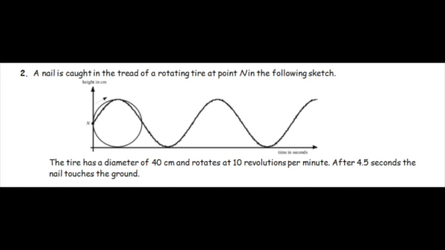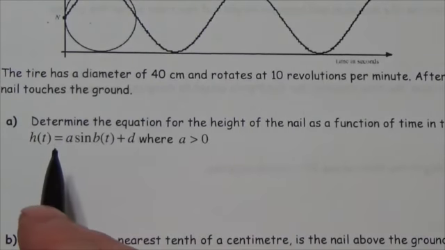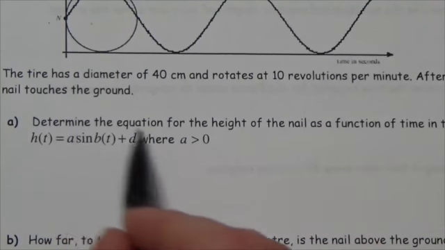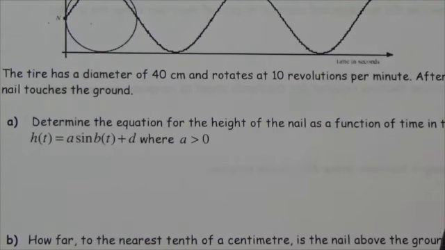A nail is caught in the tread of a rotating tire at point N in the following diagram. The tire has a diameter of 40 centimeters and rotates at 10 revolutions per minute. After 4.5 seconds, the nail touches the ground. So our first question here tells us to determine the equation for the height of the nail as a function of time in the form, and they give us the equation right here, where a is greater than 0.